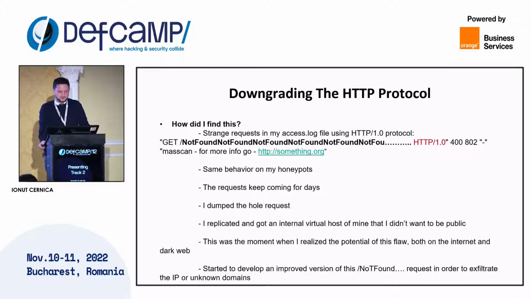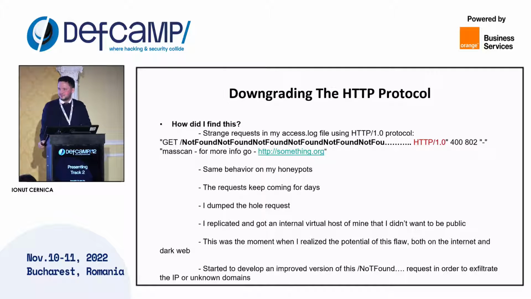So, downgrading the protocol. How did I find this? A few years ago, I found a strange request on my web server on the public internet. It had nothing to do with TOR, although at that time I was working on TOR as well. I was looking at the access log, and I saw strange requests like "not found", exactly like this, a big one. At first glance I didn't notice anything strange, except that big name in the URL.